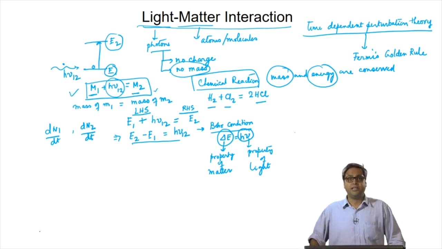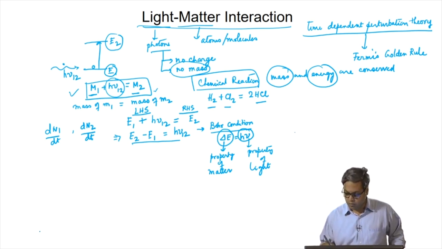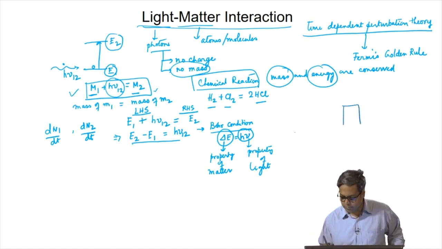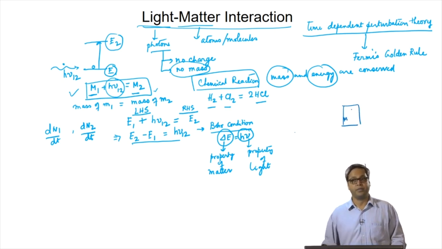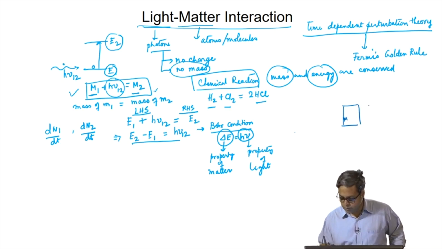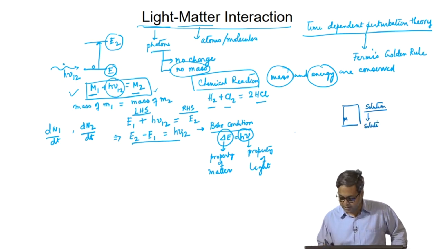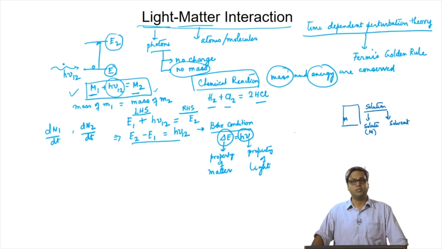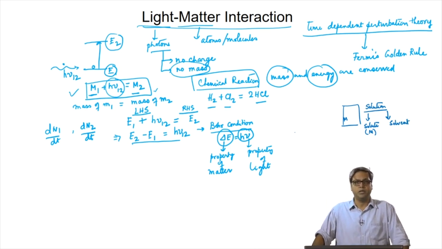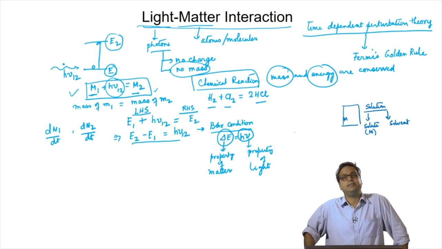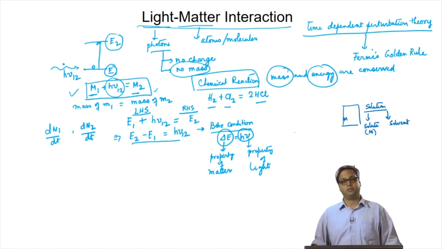Let us consider light is passed through a solution containing light absorbing species M. In other words, because we are talking about a solution, it has two components. One is a solute. The solute is a light absorbing species, that is M. There is another component, that is the solvent. Here, we are considering the solvent or the medium is transparent towards light, that is, the solvent cannot absorb light.